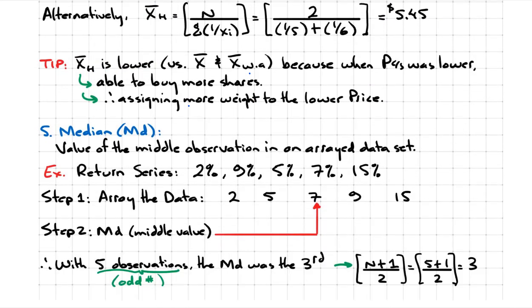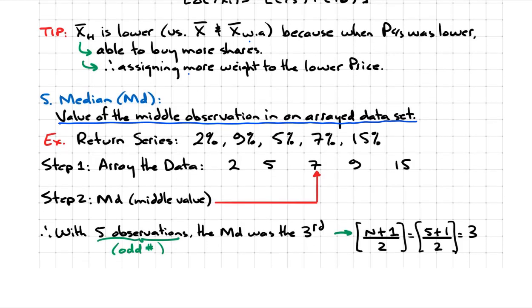Now let's look at median. Median gives us the value of the middle observation in an arrayed data set. So let's have a look at an example. Suppose we're looking at a return series. So here's the raw data, right?